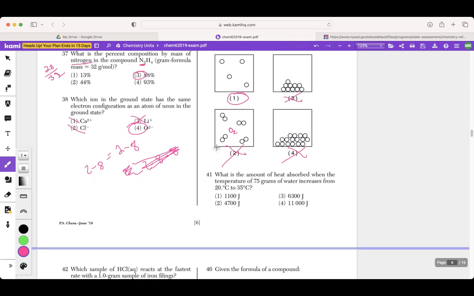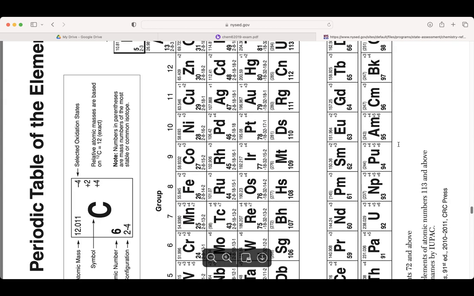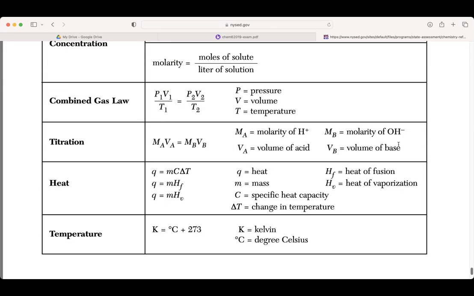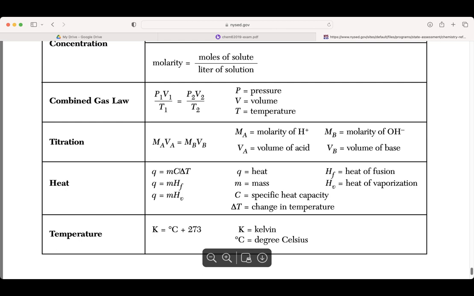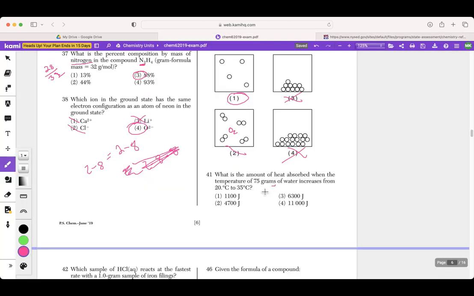41, what is the amount of heat absorbed when the temperature of 75 grams of water increases from 20 to 35 degrees? We're going to look at Table T. That's going to give us all the formulas. All right. For heat, my 3 choices are, do I use MCΔT, MHF, or MHV? Always look to see if there's a temperature change. If there is a temperature change, automatically we're going to choose MCΔT. So there is a temperature change, so I know I have to use Q equals MCΔT.